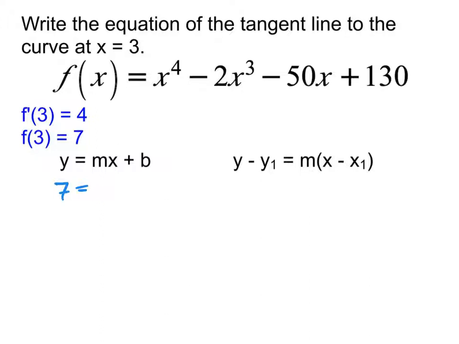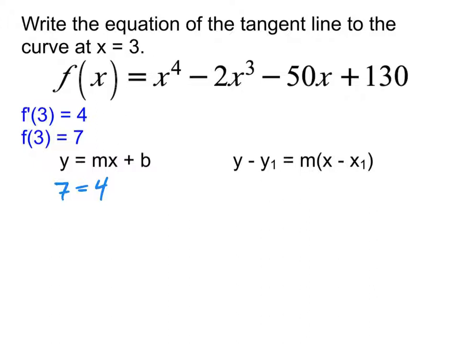All right, then, the next thing we put in there is the m value, the slope. What is my slope here? Yes, it's 4. Because remember, that's what the derivative tells us. The derivative tells us the slope. And so that's why we also had to find out what f prime of 3 was. So that's why we had to find both of them.